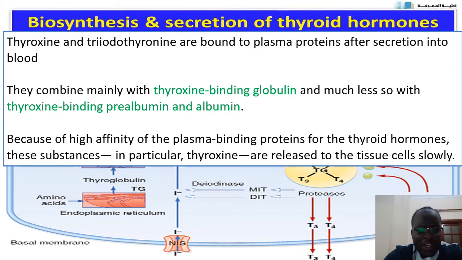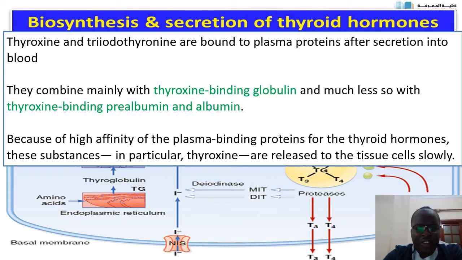So they combine mainly with thyroxine binding globulin, which is an example of a plasma protein, a globulin protein produced by the liver hepatocytes, and it will be binding with thyroxine, and much less so with thyroxine binding prealbumin and albumin. So not much of it is binding with albumin, but very few of these hormones are binding with prealbumin and also albumin to be transported, because albumin is also part of plasma proteins.